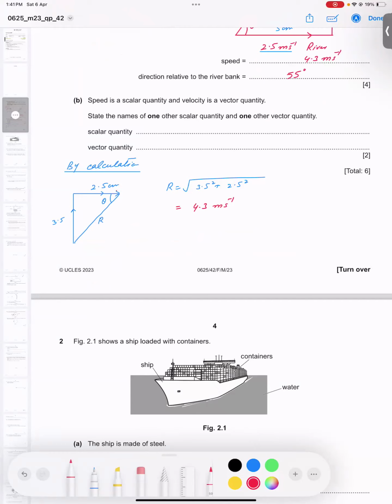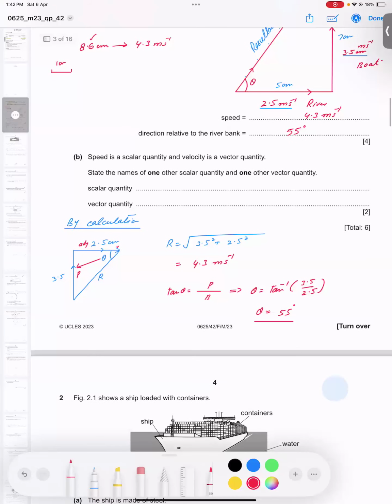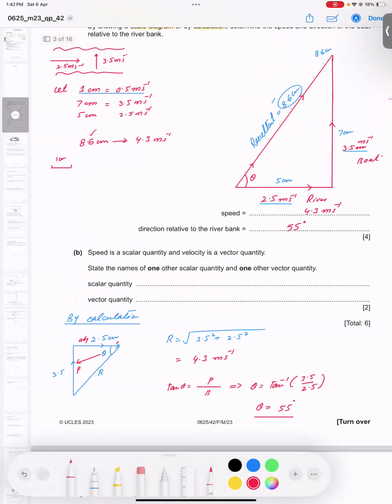We need the angle relative to the river, right? So according to this theta, this will be your perpendicular, this will be your adjacent or base. So I will use the tangent theta. So tangent theta will be equal to perpendicular over base. I need the value of theta. So theta will be equal to tangent inverse. Perpendicular is 3.5, base is 2.5. If you will use the calculator, you will get the answer 55 degrees.